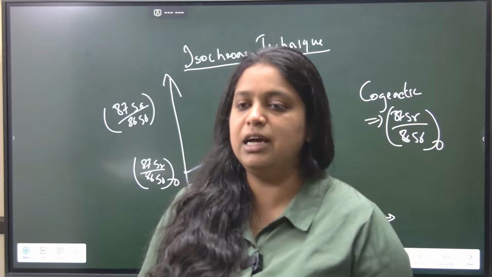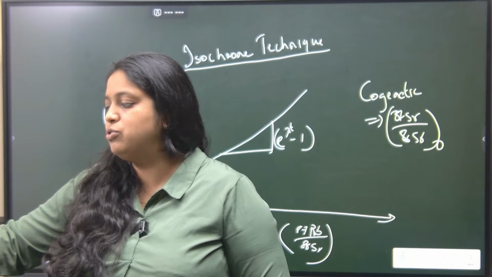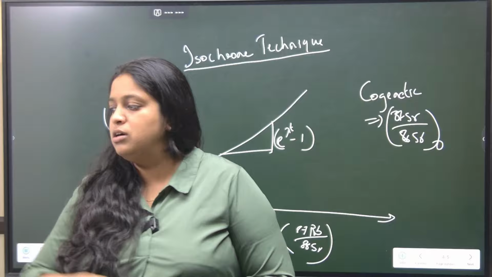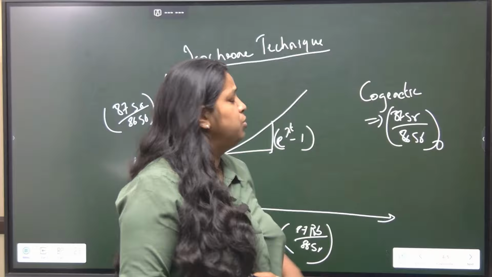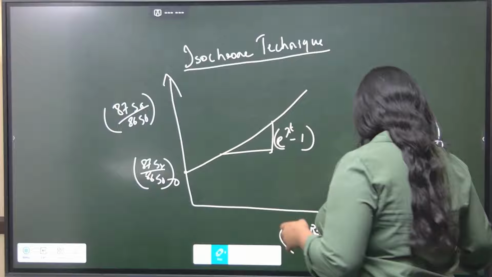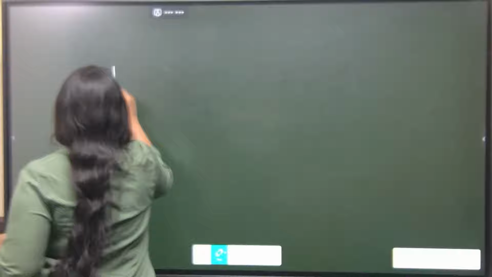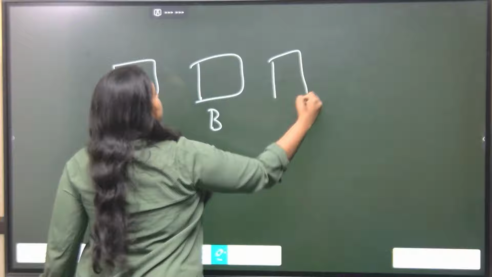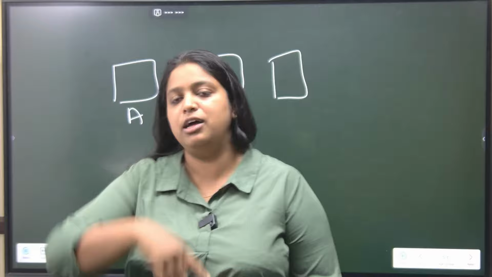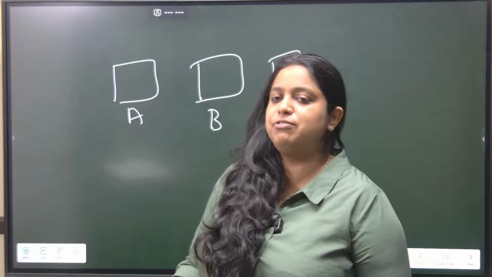So when it comes to the rubidium strontium system and the 87 strontium by 86 strontium ratio, imagine I have three different samples, A, B and C. These are three different mineral samples, three different rock samples that I collected from the field, A, B, C.